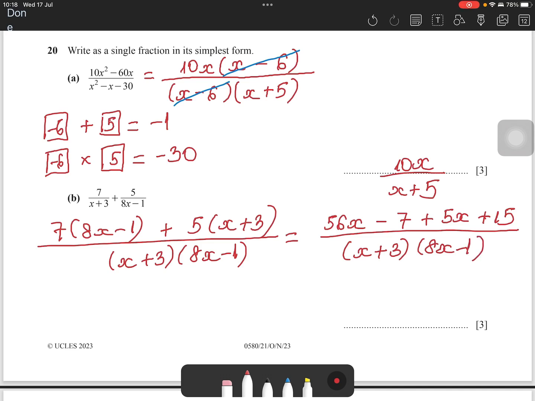Now look at the numerator. 56x plus 5x is 61x. Minus 7 plus 15 equals positive 8. So that is the numerator. And we keep the denominator x plus 3 multiplied by 8x minus 1. And this is our final answer.